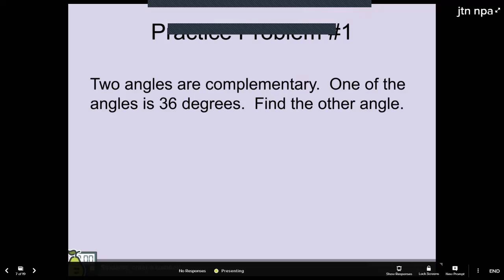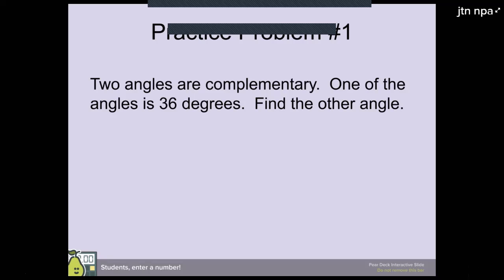All right, I'll give you guys a few minutes here to give this a try. Two angles are complementary. One of the angles is 36 degrees. Find the other angle.